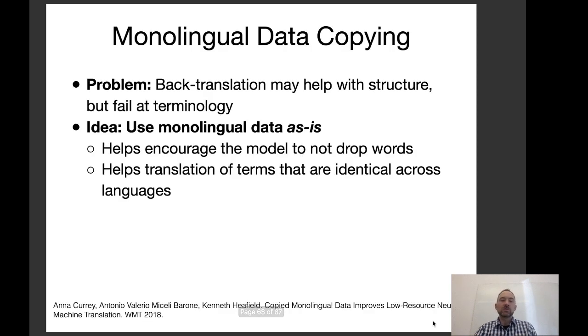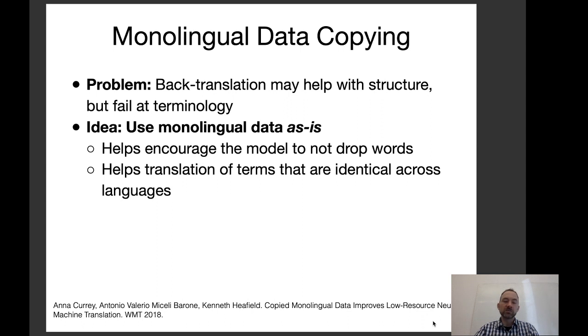So basically the problem is that in very low resource scenarios, back translation may help with the structure or the syntax of the translation, but it can completely fail at terminology. So for example, we might have a back translation model that generates a kind of natural looking sentence in the source. However, if we have any low resource translated terms, etc., these terms, essentially the back translation model might fail and it will never be able to learn how to translate them.